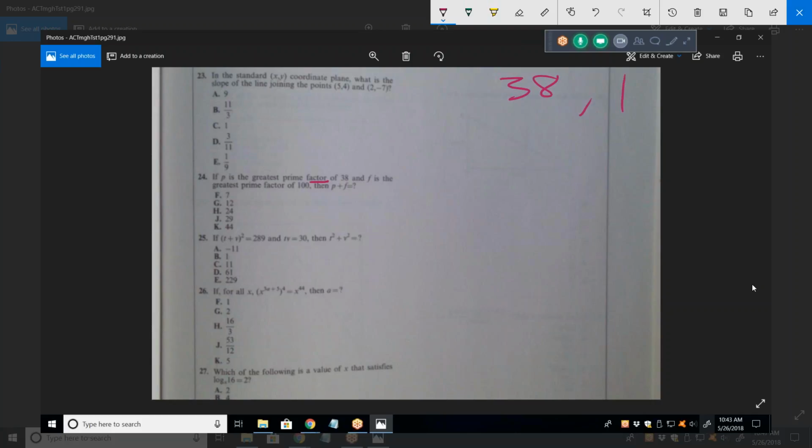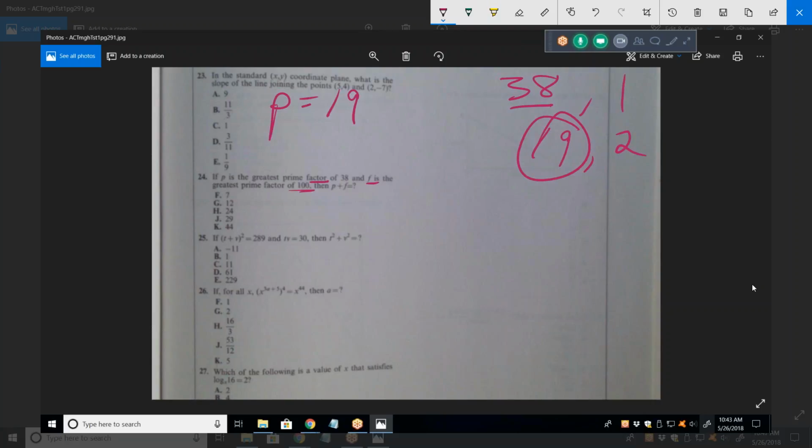So 1 and 38, 2 and 19. Okay. I don't see any more. No, I think that's it. What's the greatest prime factor? That's not prime. 19? That's prime. Yeah. Okay. So P equals 19.